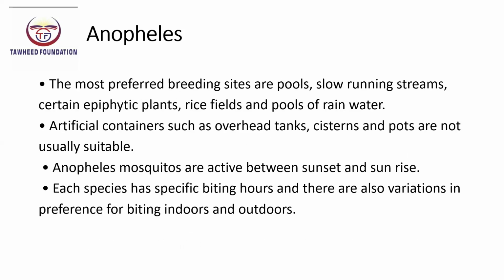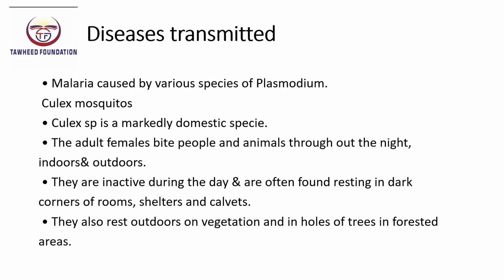Anopheles' preferred breeding sites are pools, slow running streams, certain epiphytic plants, rice fields, and pools of rainwater. Artificial containers such as overhead tanks, cisterns, and pots are not usually suitable. Anopheles are active between sunset and sunrise. Each species has specific biting hours, and there are also variations in preference for biting indoors and outdoors.